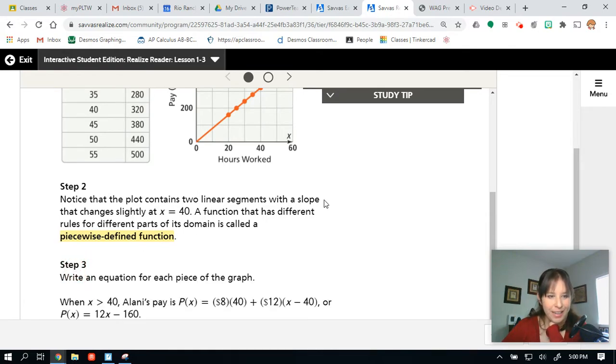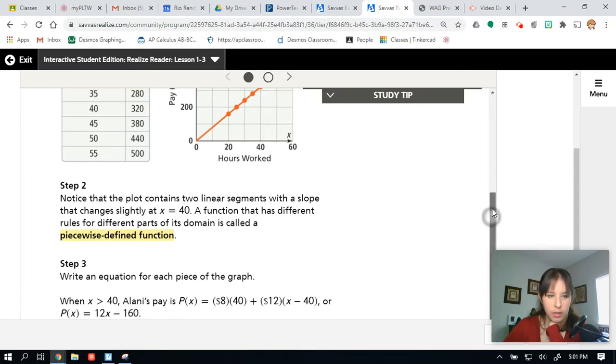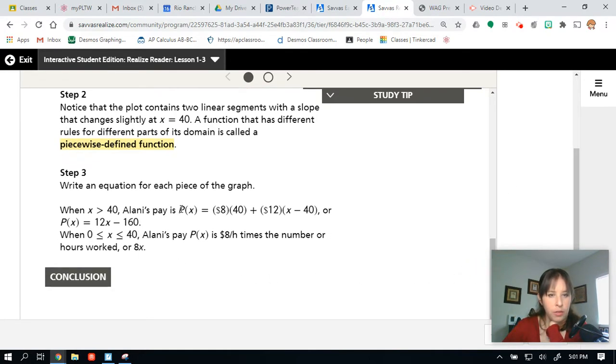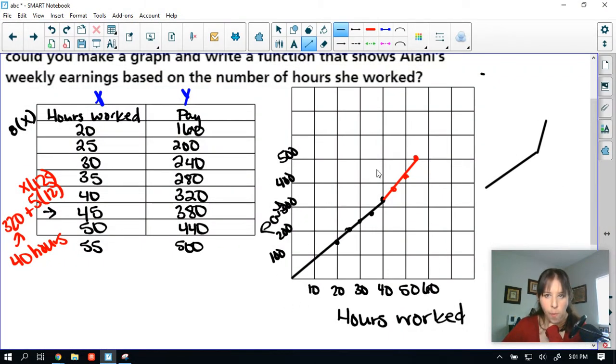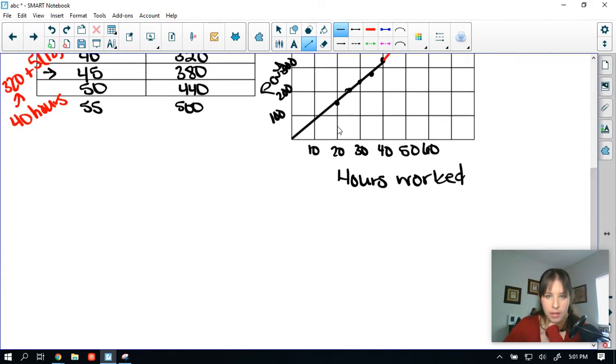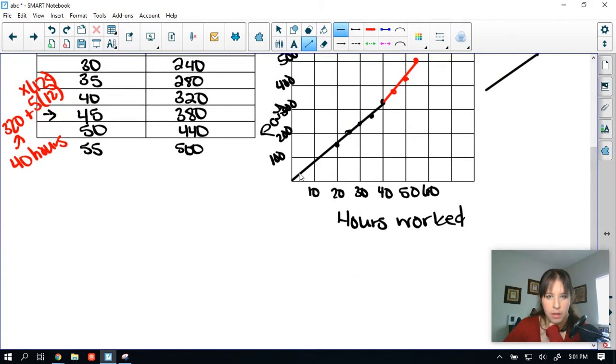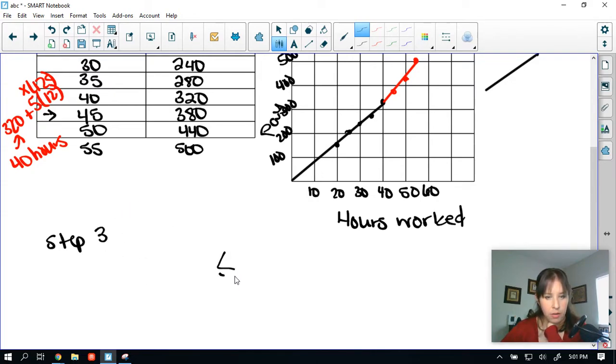All right, step 3. We want to write the function. So write an equation for each piece of the graph. When we're looking at the graph here, we have conditions where x is less than or equal to 40, and then we have a condition where x is greater than 40.